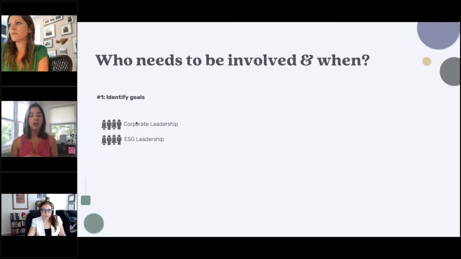So number one, we want to make sure, as the very first step from the stakeholder engagement portion, that you identify your goals. That step involves corporate leadership. It involves ESG leadership. It can look a little different depending on how your organization looks. Sometimes it can be the corporate members. It can be more into the entity or the fund level, or a mix of both.